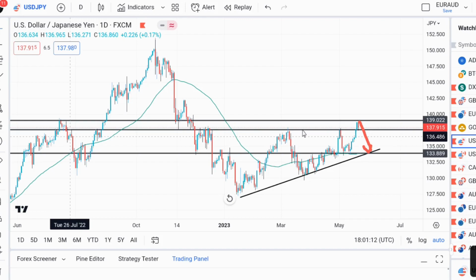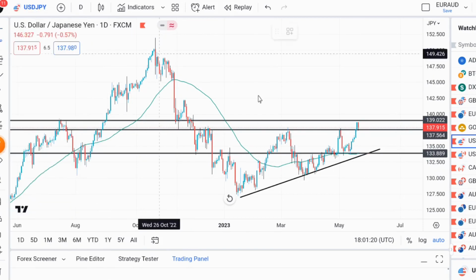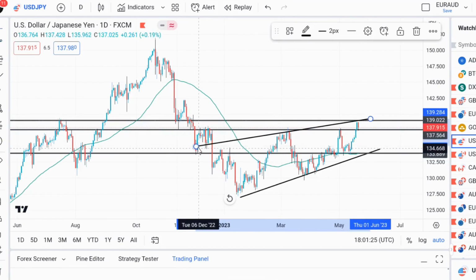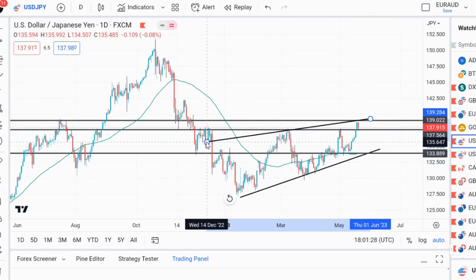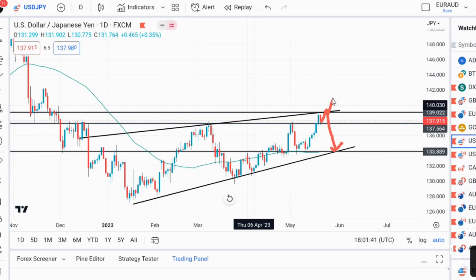So this is what I'm looking at this week. This is what I'm looking to trade this week at that particular level right there. Actually, we might have a move here, then a rejection to this particular level at 133,889. But if we have a break of this zone, then we're willing to long USD JPY to the all-time high right there.